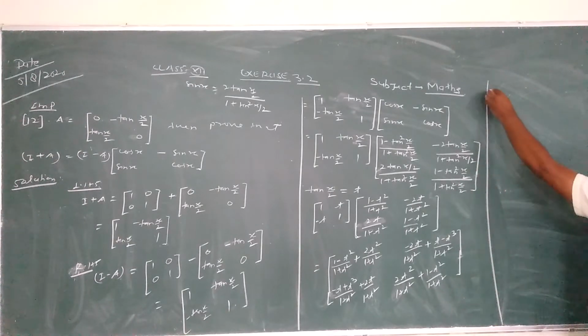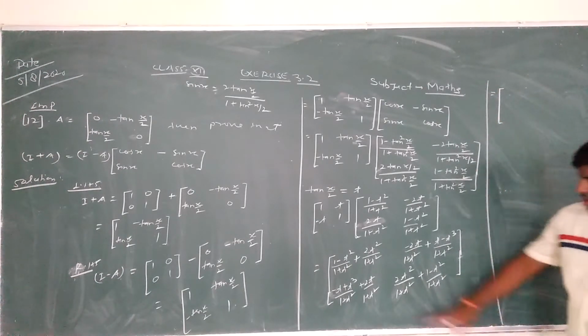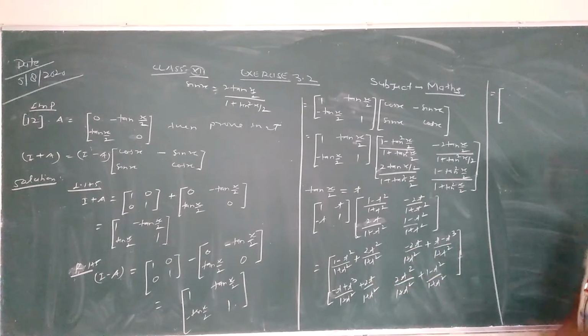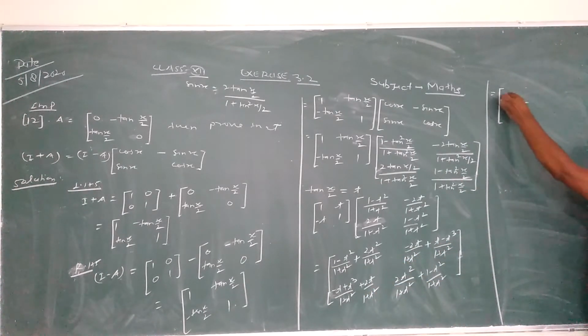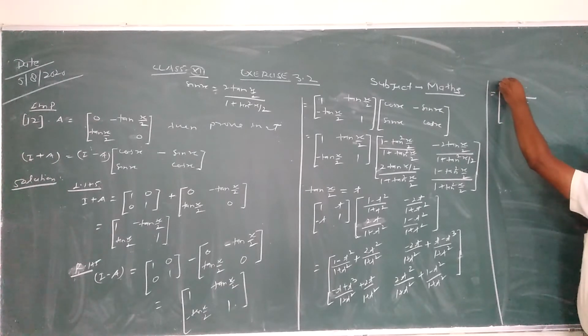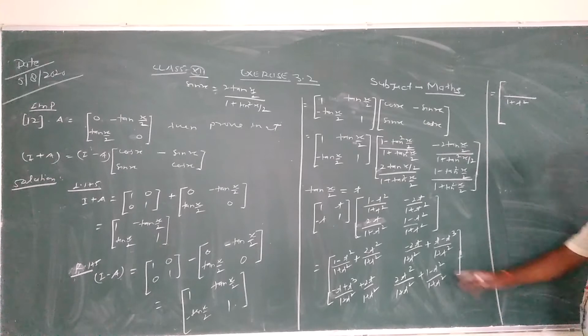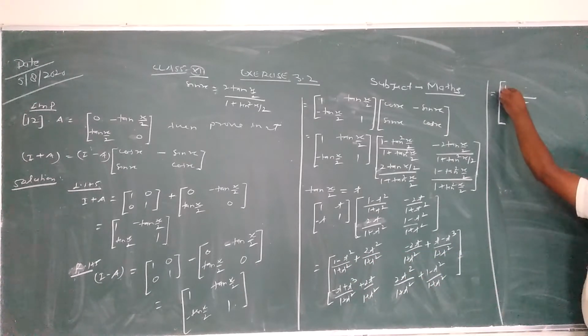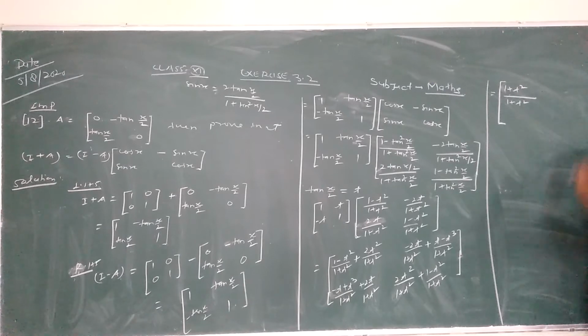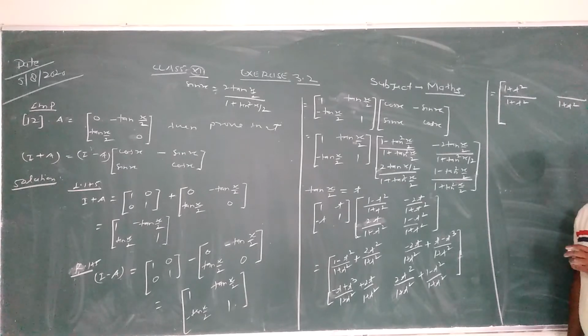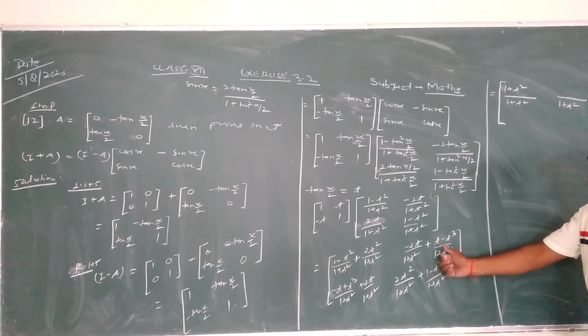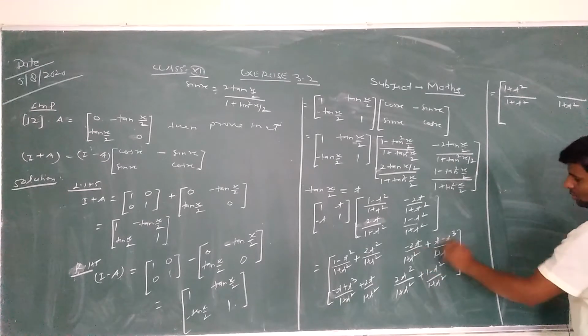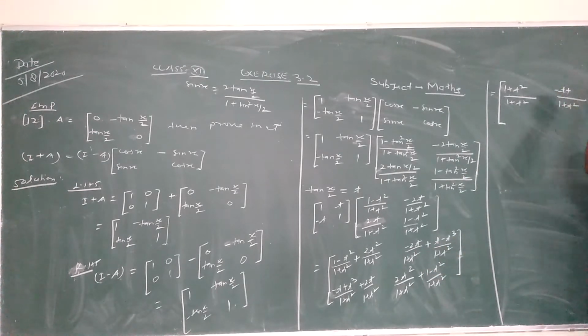Simplify it. How can we simplify? Let's see. Both denominators are the same, so we can take LCM 1 plus t square. Then 2t square minus t square, we get 1 plus t square. Second, again we can take LCM 1 plus t square. So we can write here minus 2t plus t, we get minus t, and here minus t and minus t.